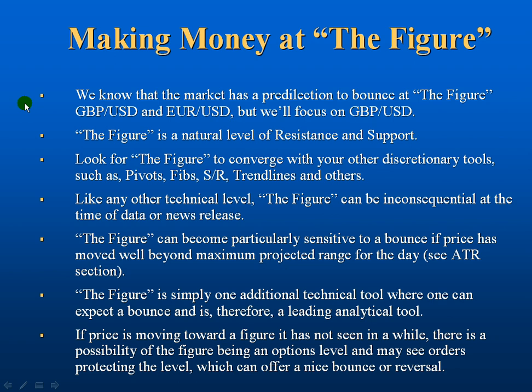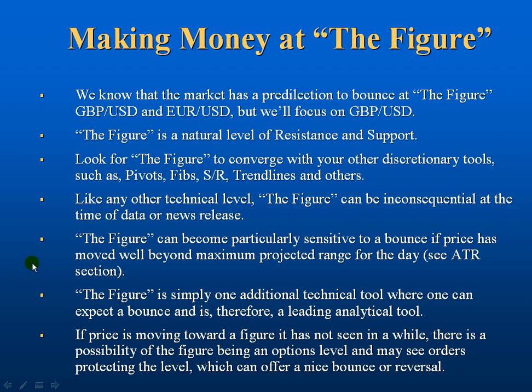The figure is a natural level of resistance and support. Look for the figure to converge with other discretionary tools such as pivots, fibs, support, resistance, trend lines, and other factors. Like any other technical level, the figure can be inconsequential at the time of major data releases or news releases. So don't look at it as a distinct technical level when a major economic report is coming out, because when major economic reports come out, they can completely disregard any technical factors.